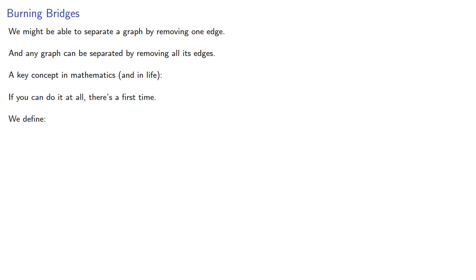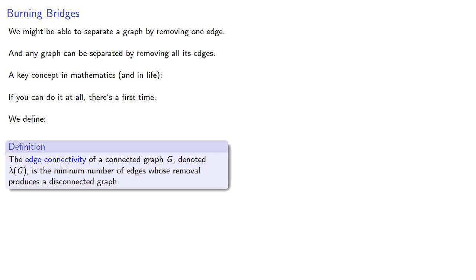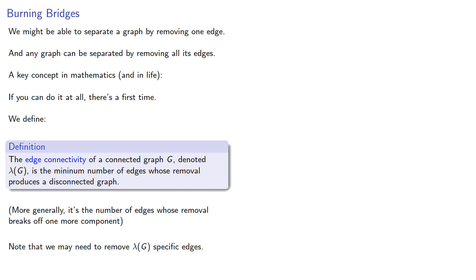And so we define the edge connectivity of a connected graph G, denoted lambda G, as the minimum number of edges whose removal produces a disconnected graph. More generally, if we're not starting with a connected graph, it's the number of edges whose removal breaks off one more component. Note that we may have to remove lambda G specific edges.